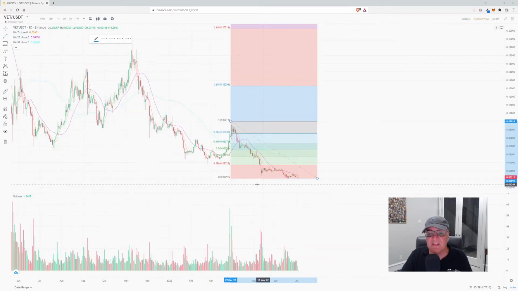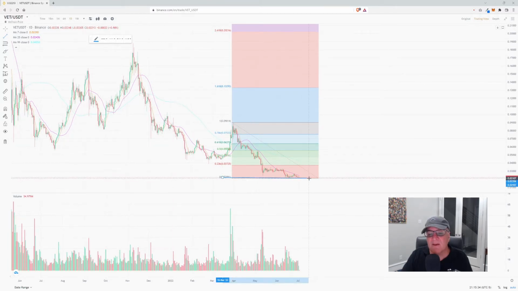So guys, obviously you can see right now that we have our level of support right in here, right around this 2.1 cent range. Well, where do you think we're going to see our next resistance?